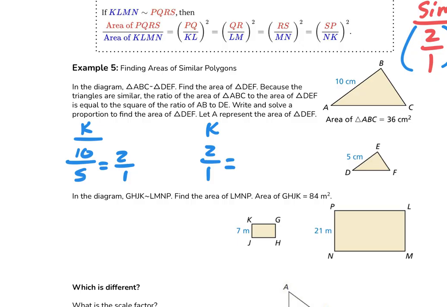I'm going to use this, okay? But my area ratio is going to now be 4 to 1. So if I want to find area, I'm not going to use 2 over 1. I'm going to use 4 over 1. You got to take these numbers and square it.